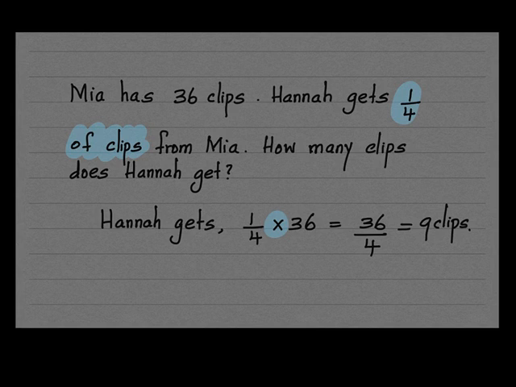The next problem, Mia has 36 clips. Hannah gets 1/4 of the clips from Mia. How many clips does Hannah get? So 36 clips are there and the other person is getting 1/4 of it, right? So let's find what is 1/4 of 36. 1/4 of 36, replace the word of with a times sign. You get 36 over 4, which is 9 clips.